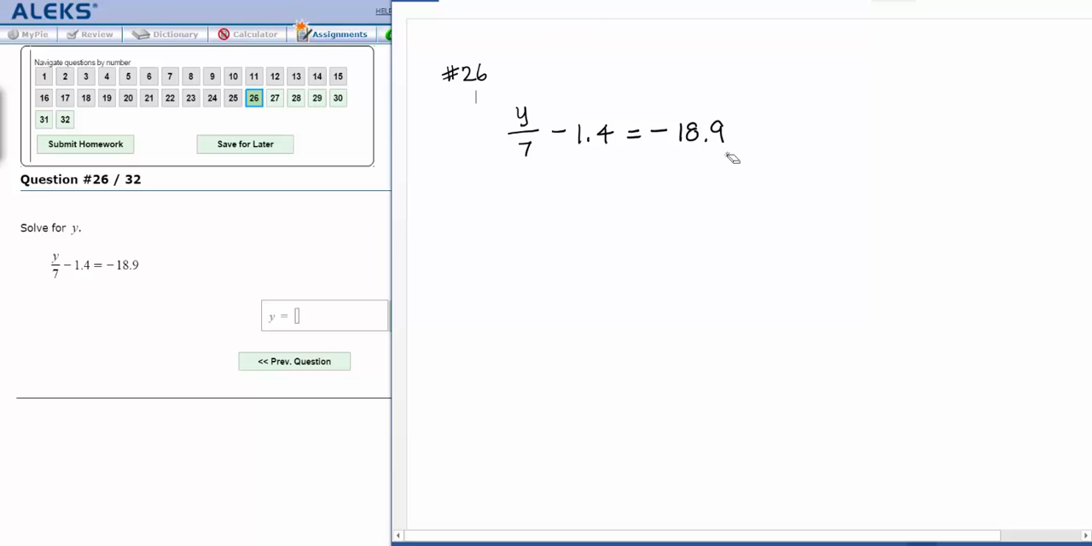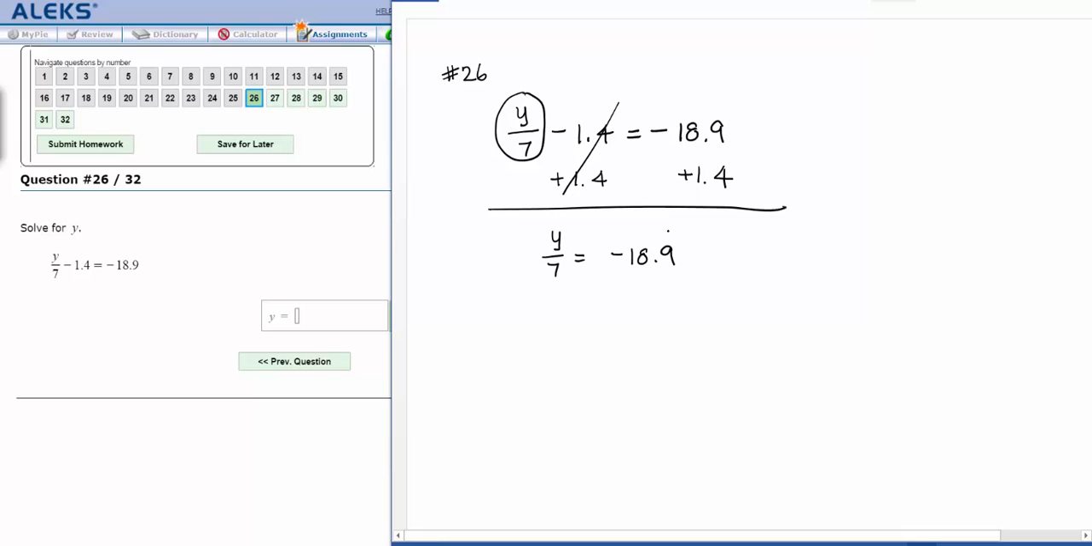And if you look at that, I basically want to get this y over 7 by itself. So what do I do? I add 1.4 to both sides. Right. That gets rid of this, and I simply have y over 7 equals, and now I have negative 18.9 plus 1.4. So let's go back to thinking about what happens when we're adding a positive and a negative number, right? We have a negative number here, we have a positive number here. Remember, the sign of the larger number wins, so we've got to remember that our answer is going to be negative.